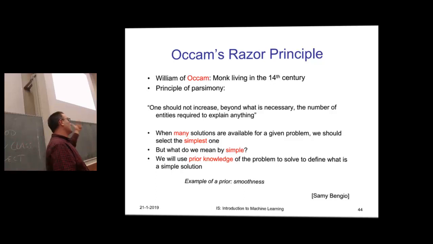And there is one very old principle that guided, I think, machine learning in the last 50 years, and that's the principle of Occam's razor, where you say one should not increase, beyond what's necessary, the number of entities required to explain anything. The idea of making your explanation or your model for prediction as simple as possible came out of this suggestion from the Middle Ages. So when many solutions are available for a problem, choose the simplest one.